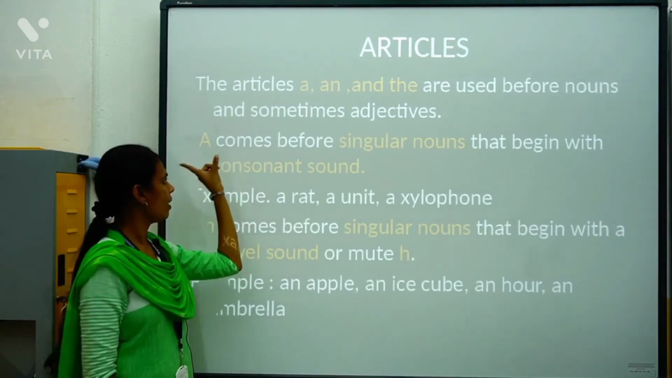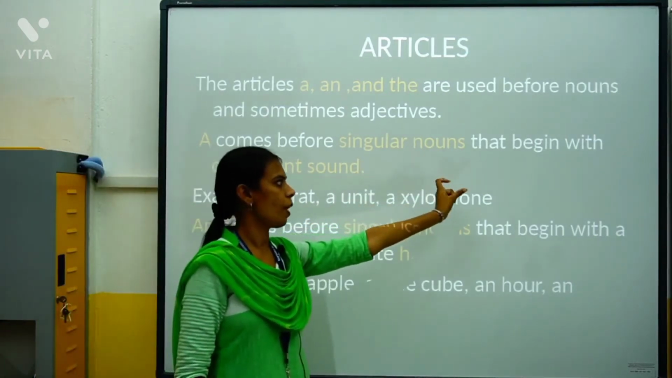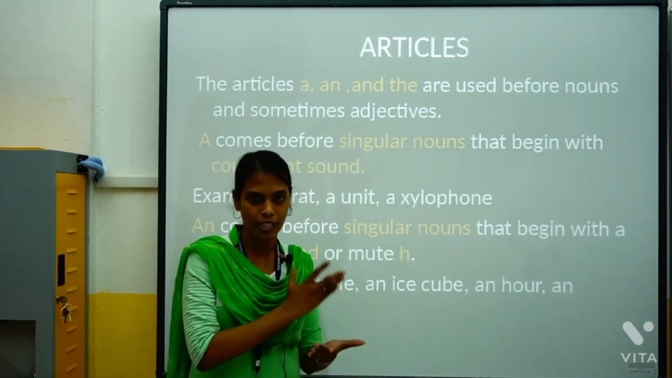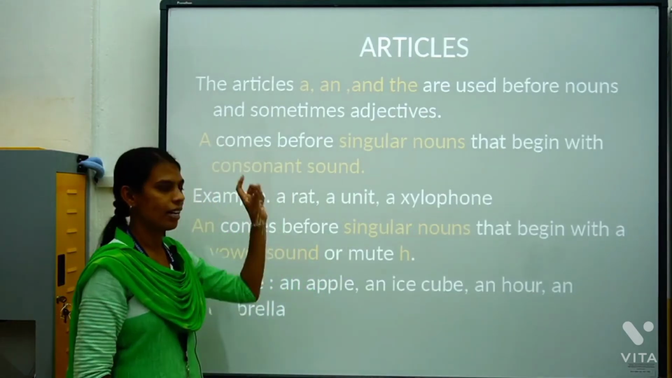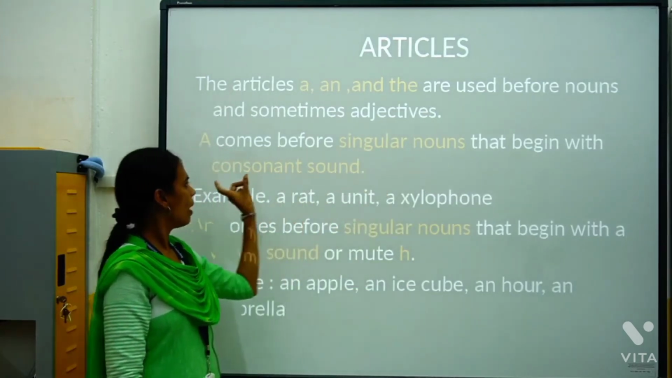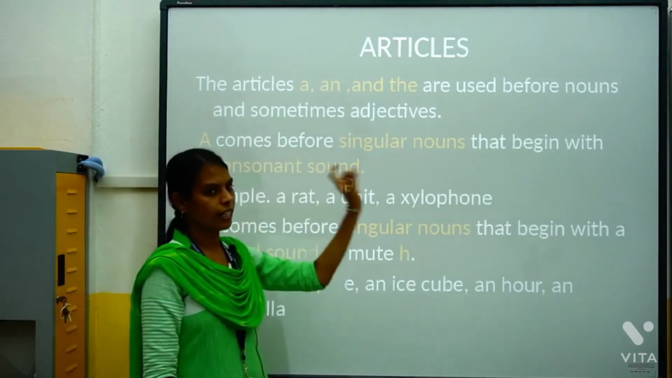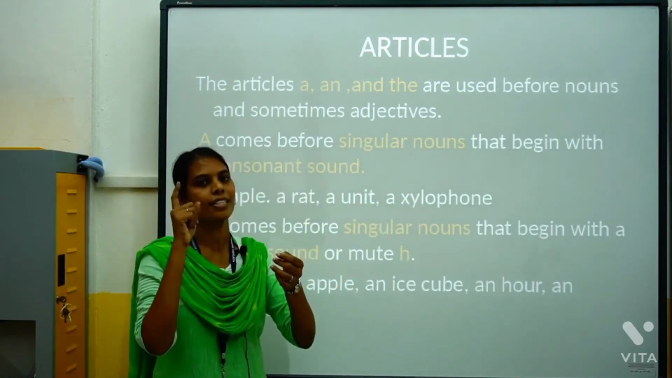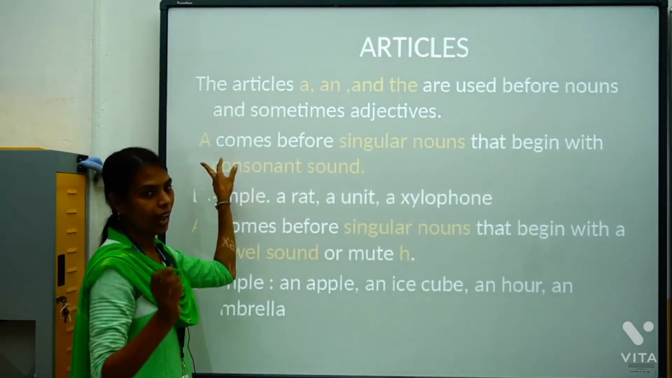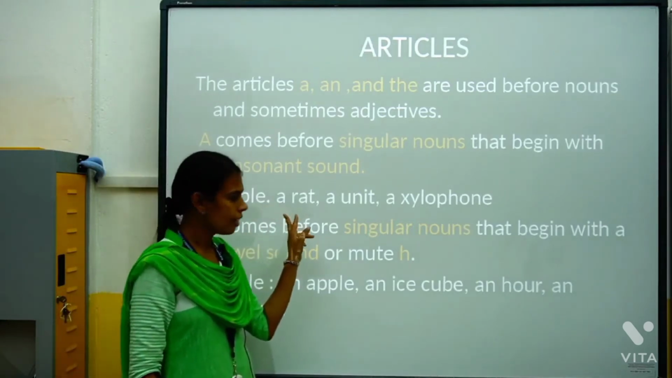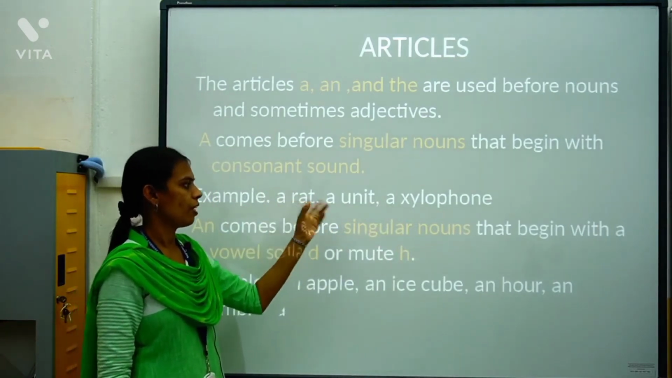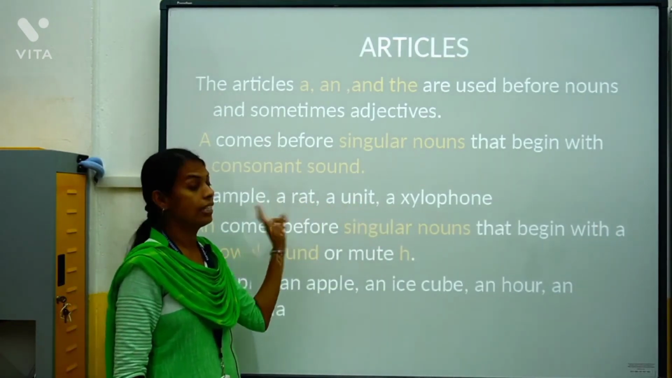Now we are going to see the article A. A comes before singular nouns that begin with a consonant sound. We saw what singular and plural subjects are. All those things are called nouns, so now singular nouns and plural nouns. A comes before singular nouns. It's a particular or single thing. When we talk about a single or particular person, we can add A. Examples: a rat, a unit, a xylophone. Before all these singular nouns, we add this A.